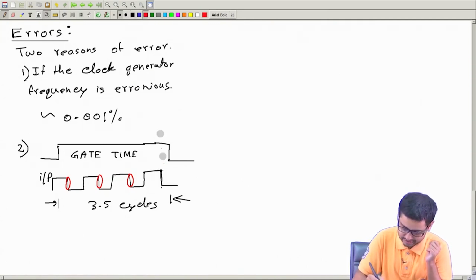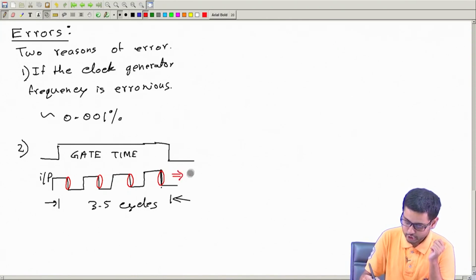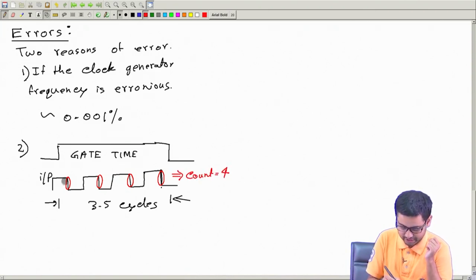Okay. So, then this edge will also get included. So, this means we will have count equal to 4. You see 1, 2, 3, 4. 4 edges are within one gate cycle, one gate time.